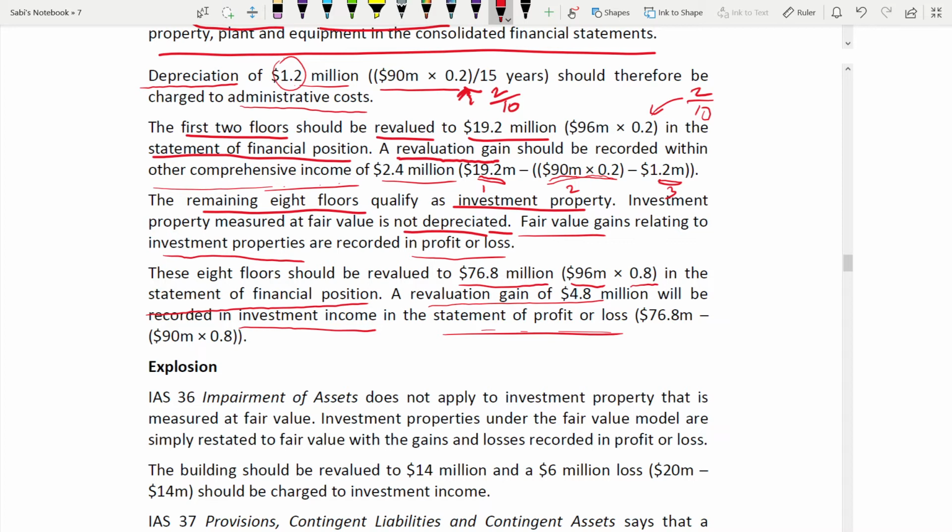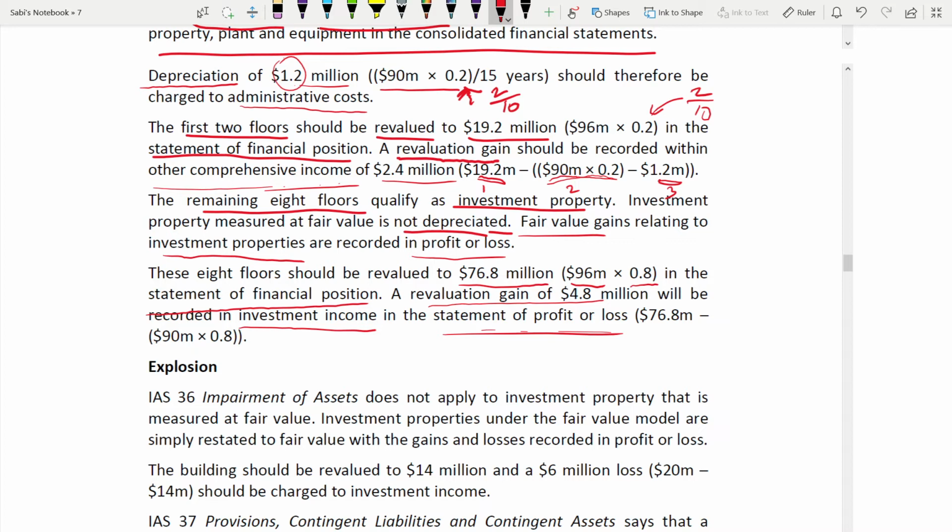But if it was PPE, nothing goes to profit or loss as an income. Depreciation goes relating to it. The gain goes in the OCI, and in the statement of financial position, the revalued PPE goes. But when it comes to investment property, it will go to the statement of financial position as an investment property, but investment income will go in the profit and loss account, and the revaluation gain will go to profit or loss.